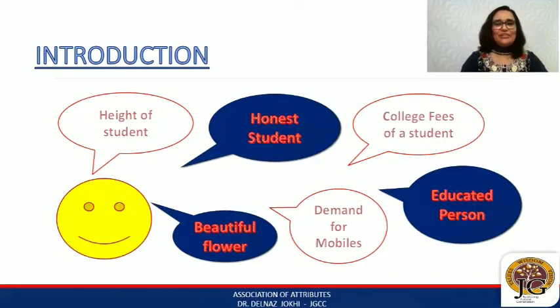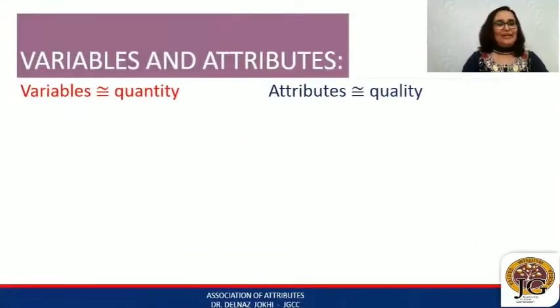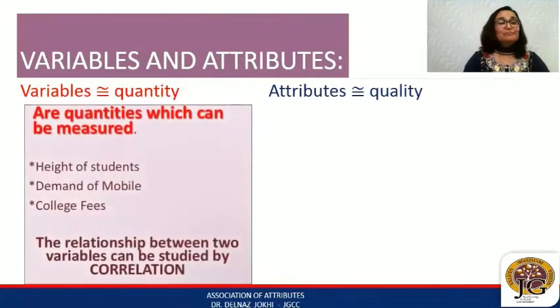आगे बढ़ते हैं with the introduction of this chapter called Association of Attributes. Okay, so what is a variable, or what are variables and what are attributes? Variables are related to, as I said, quantity. Variables are quantities which can be measured in numbers.